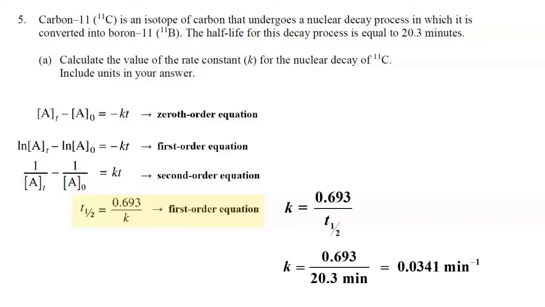So we'll take 0.693, divide by 20.3 minutes, and we get our numerical answer, which is 0.0341. And the units of a first-order rate constant are always inverse time. In this case, inverse minutes. So the units are minutes to the -1, or 1 over minutes. Now that we know the rate constant, we can process the calculations in parts B and C of this question.